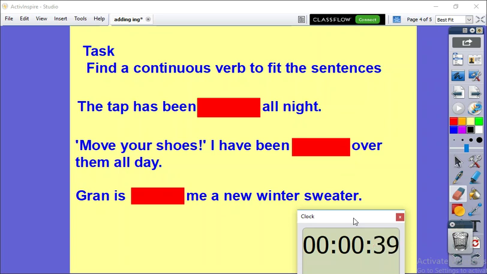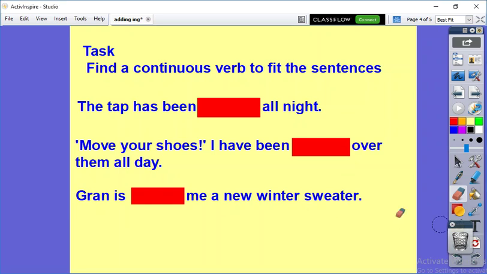So the tap has been what all night? Move your shoes. I have been what over them all day. Gran is ___ me a new winter sweater. Okay, 20 more seconds. And stop. Okay, put your lids on your pens and let's have a look how you did.